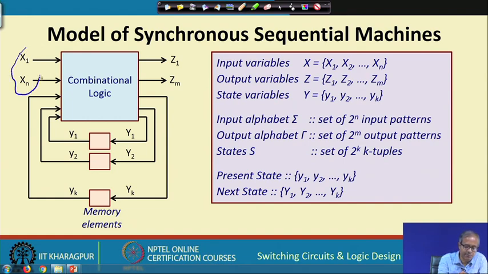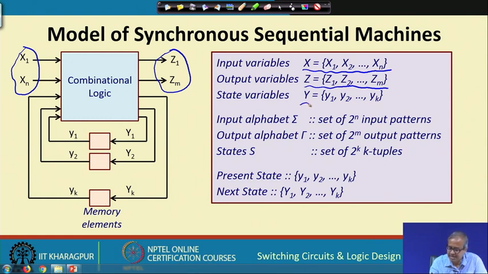So, pictorially speaking, a synchronous sequential machine can be modeled like this. There are n input lines, let us say the input variables are x1 to xn, there are m output lines, z1 to zm, and there are memory elements or flip flops. There are k flip flops, so there are k state variables, y1 to yk, small y1 to small yk. These are called state variables.